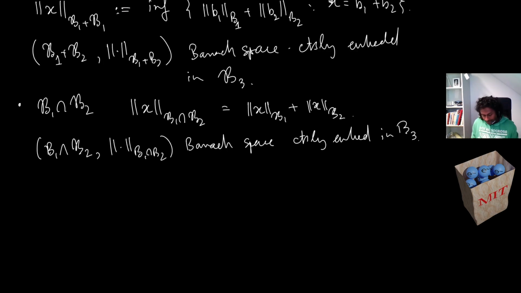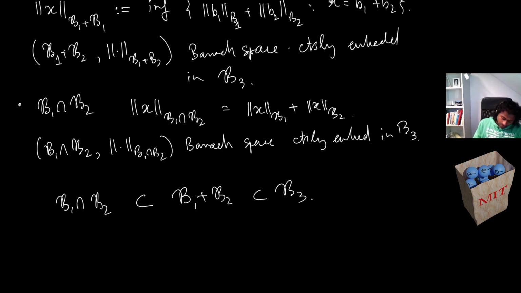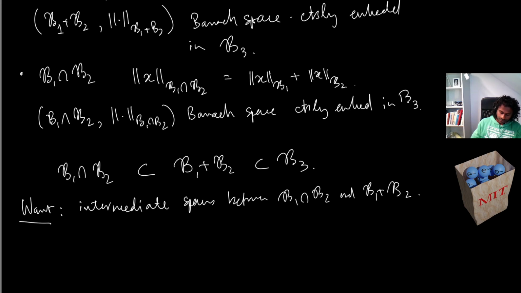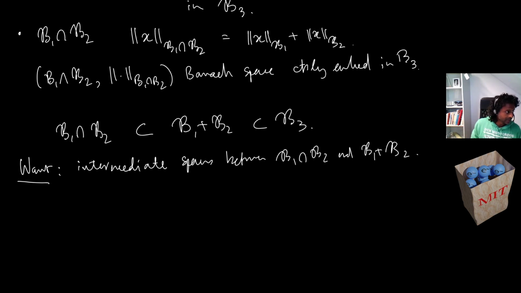In fact, now we have a series of embeddings, right? We have that B1 intersect B2 is continuously embedded in B1 plus B2, which is sitting in B3. And what we really want to do is to somehow consider intermediate spaces between B1 intersect B2 and B1 plus B2. That's really the heart of interpolation theory.